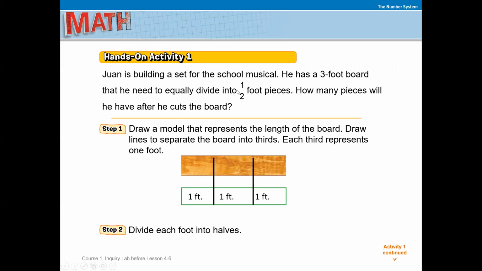Juan is building a set for the school musical. He has a 3-foot board that he needs to equally divide into 1/2 foot pieces. How many pieces will he have after he cuts the board? Draw a model that represents the length of the board. Draw lines to separate the board into thirds. Each third represents 1 foot. Divide each foot into halves.